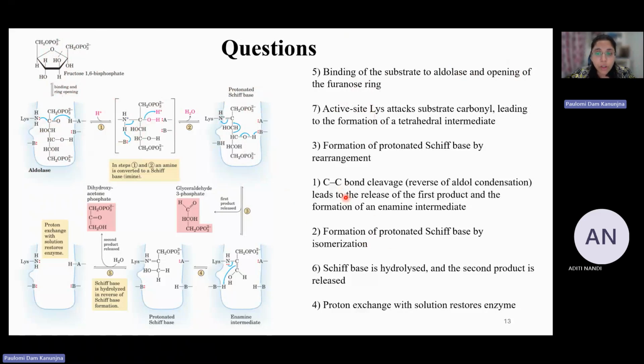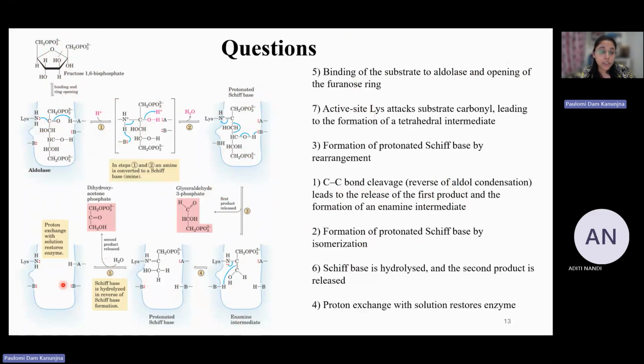So this is that. Now what happens, as I told you the very first time that I read, the fourth step in order is C-C bond cleavage, which leads to the release of the first product. So your first product is released here after the formation of the protonated Schiff base. So what is the first product? Glyceraldehyde 3-phosphate. Now whatever is remaining is forming an enamine intermediate. For that, you have a formation of a protonated Schiff base by isomerization, which is what happens here. This Schiff base is hydrolyzed and a second product is released.